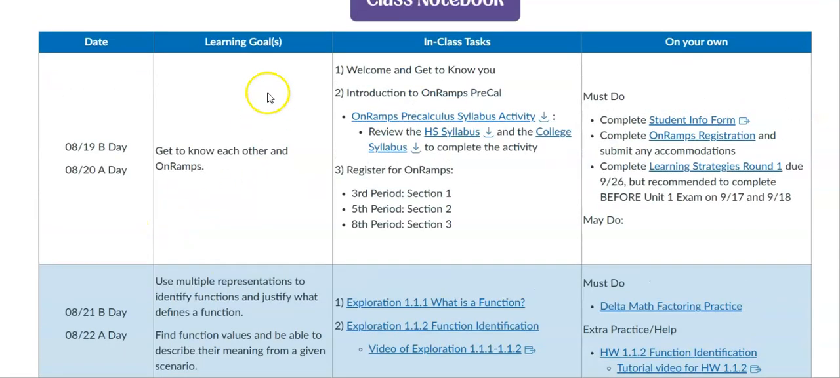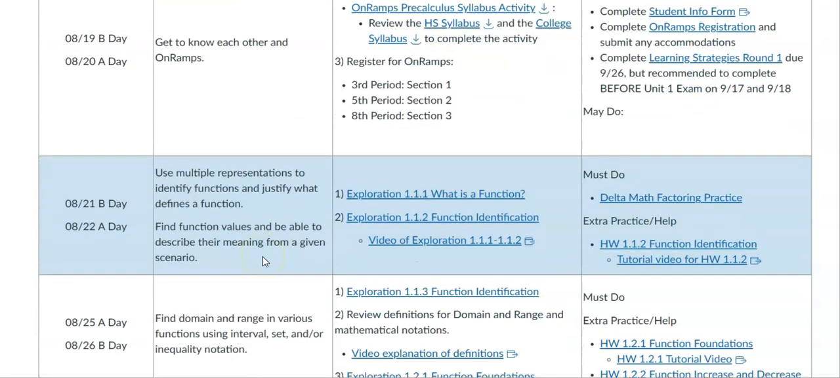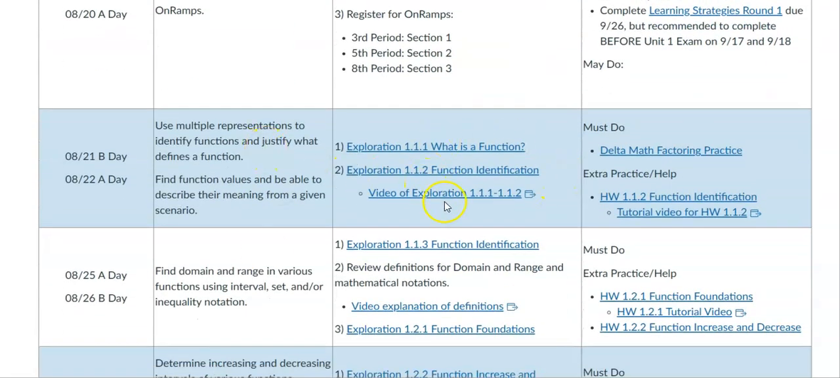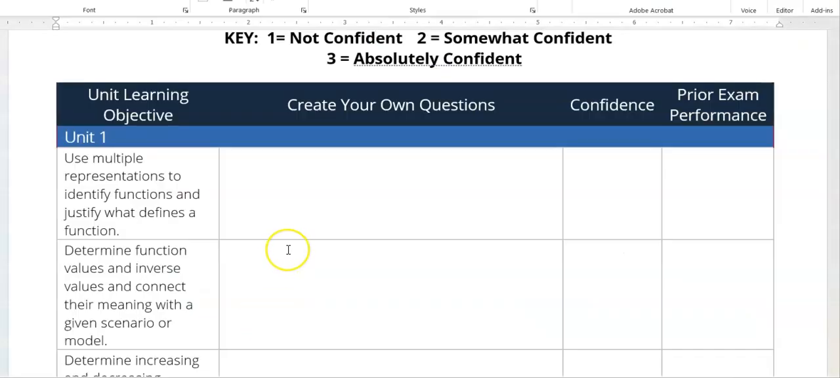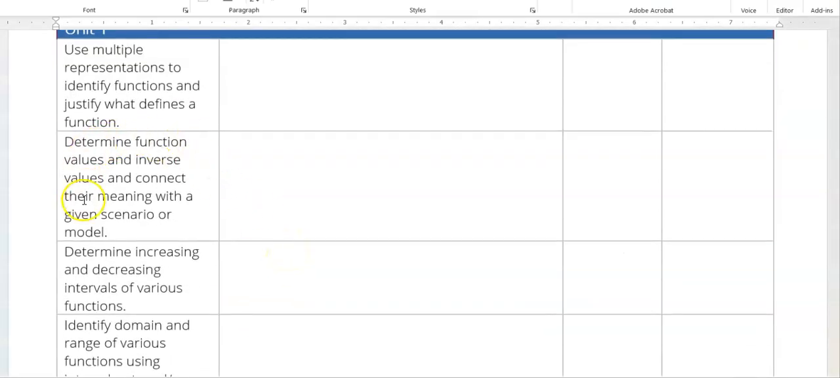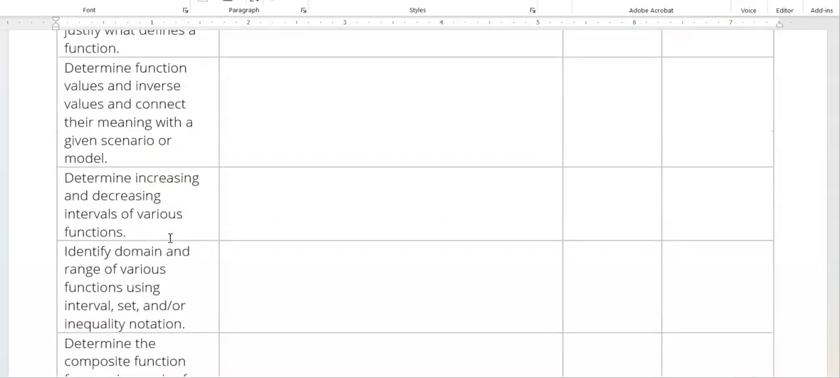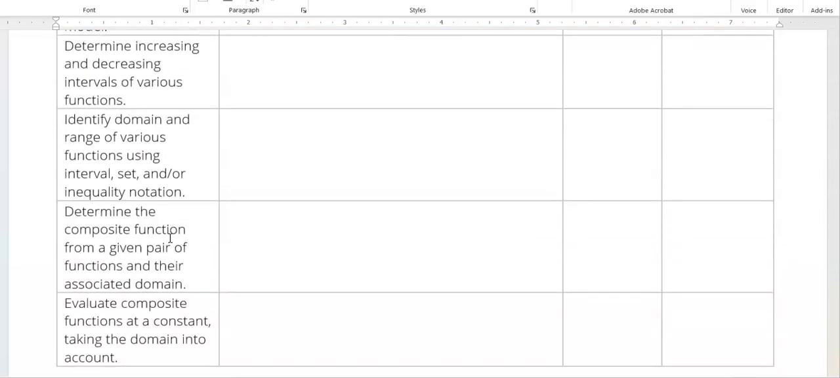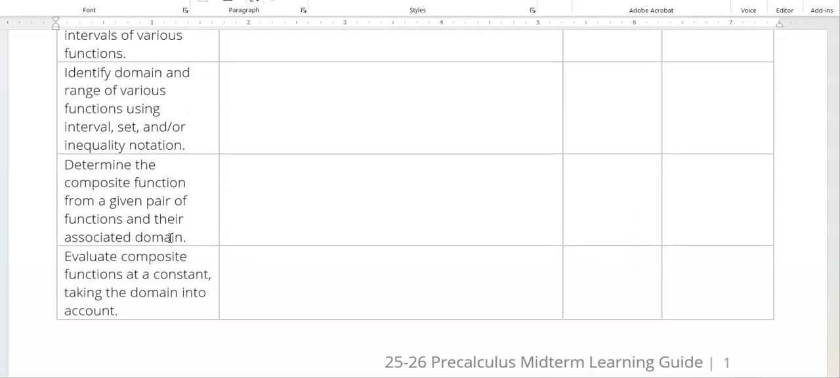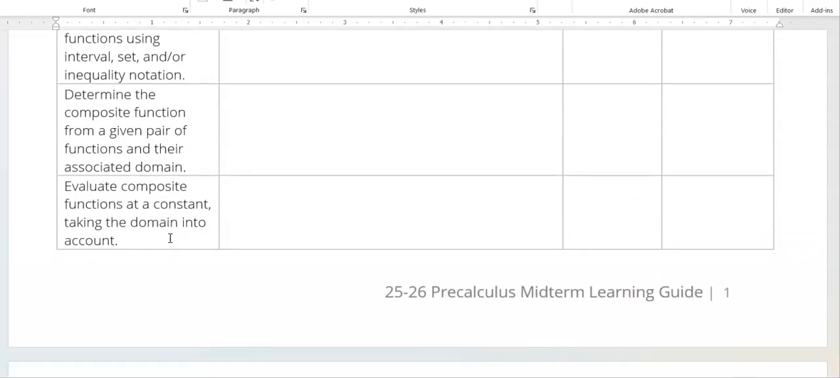So we have all our learning goals listed. And you can see what day we did it and what were the explorations and assignments that were associated. So this is a good place to start as you're going through here. So when we're looking at these learning objectives, we can see different things: determine function values and inverse values, increasing, decreasing intervals, etc. So I'm not going to read them all to you.